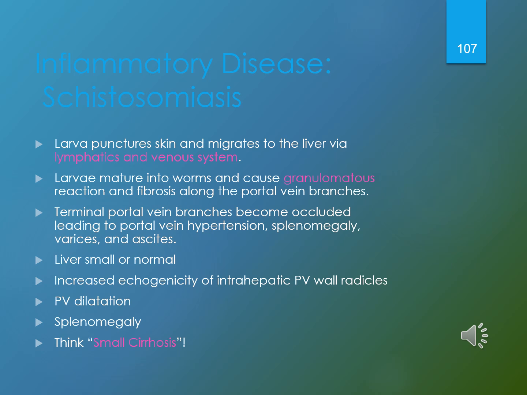Liver small or normal. Increased echogenicity of intrahepatic portal vein wall radicals. Radicals are like the roots of the branches. Portal vein dilatation, splenomegaly, so think small cirrhosis, like advanced stage cirrhosis.